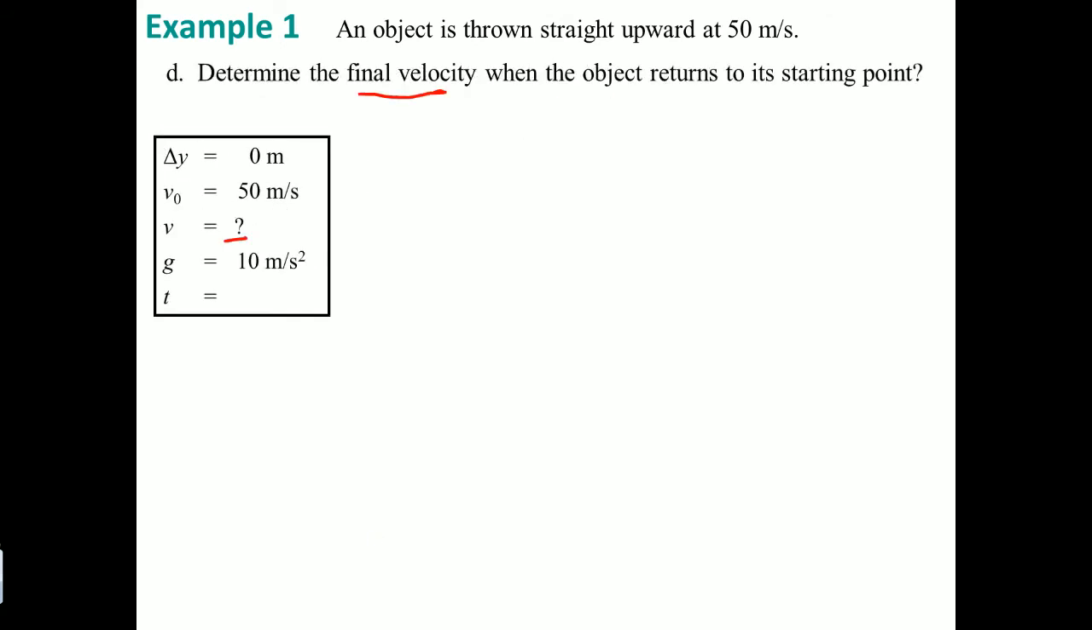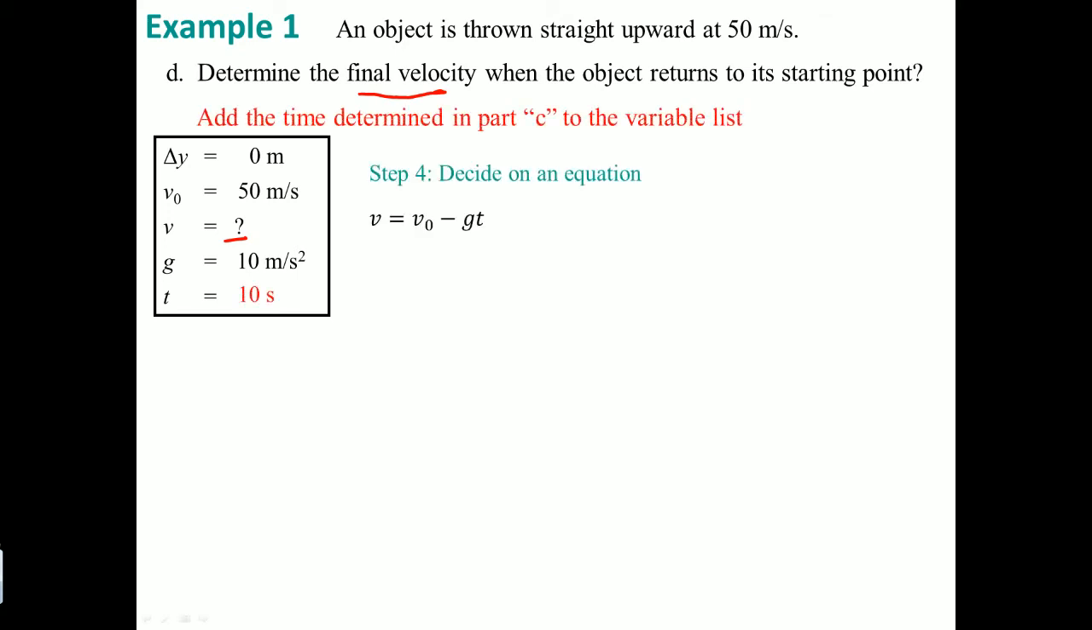If we ever get t, we can always get back to our simple linear equation: v equals v naught minus gt. Don't use anything else complicating, okay? Use the simplest one, which is this one. Step 5, now you're going to solve and substitute.